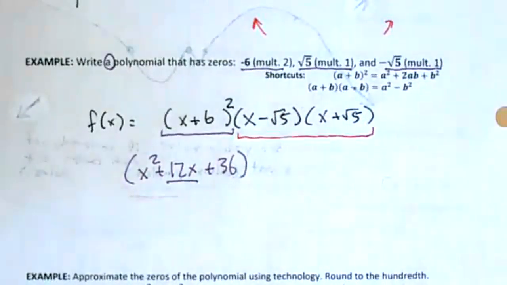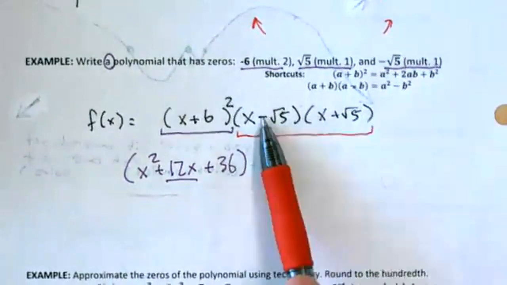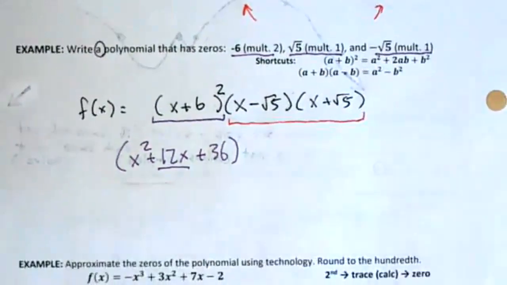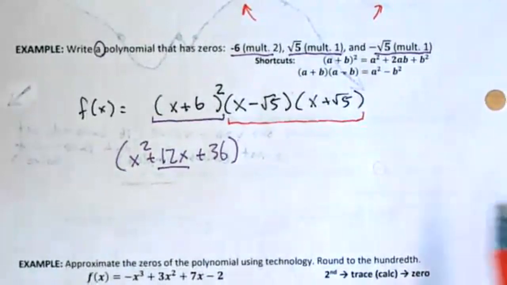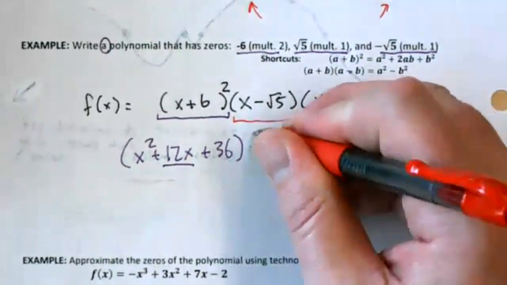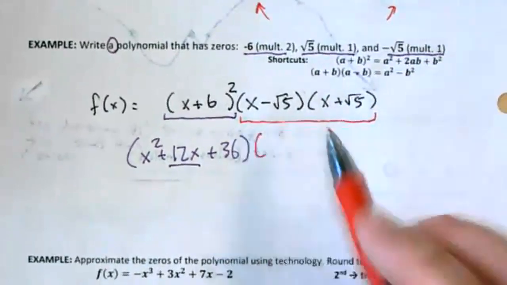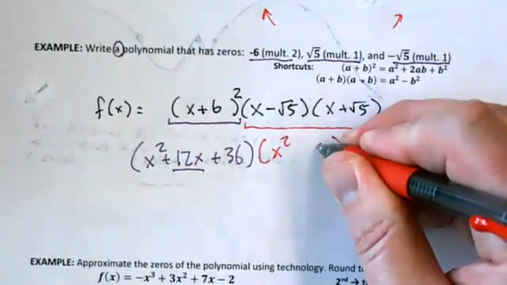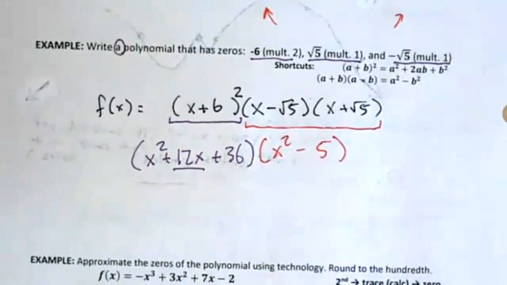Do you guys remember what it's called when we have two binomials that are exactly the same except one's a plus and one's a minus? It starts with a C. Conjugates, good. So these are conjugates. And when you multiply two conjugates together, there's a really nice shortcut for this as well. You just square the first thing and square the last thing and put a minus in between. So square the x, you get x squared. What do I get when I square root 5? 5, and then stick a minus in between, and you got it.